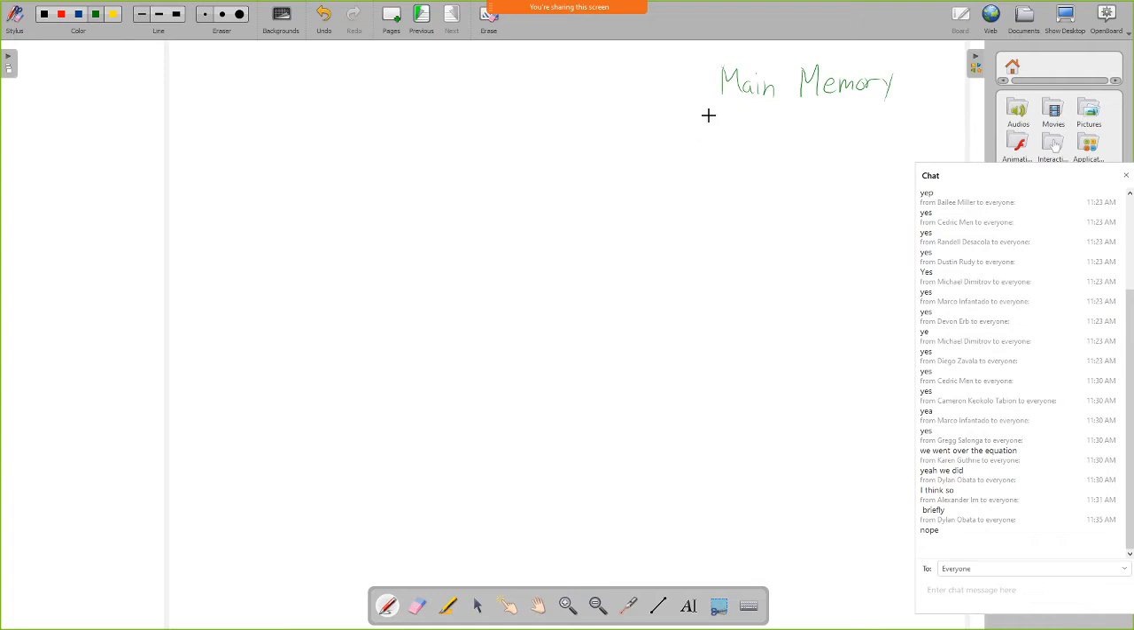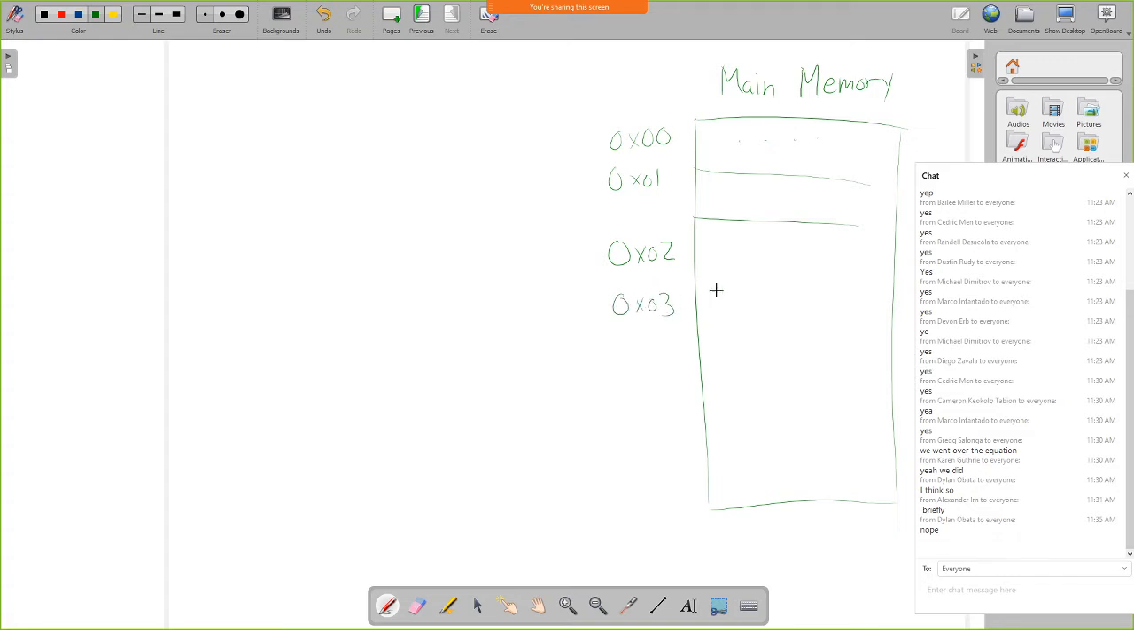But anyways, let's just say we have main memory. And we have values in here, and this is address 0. This is address 1. Address 2. Address 3. And then we have the cache over here.